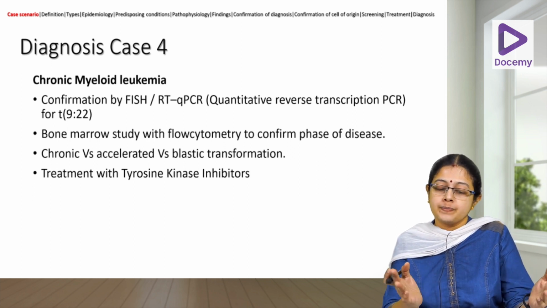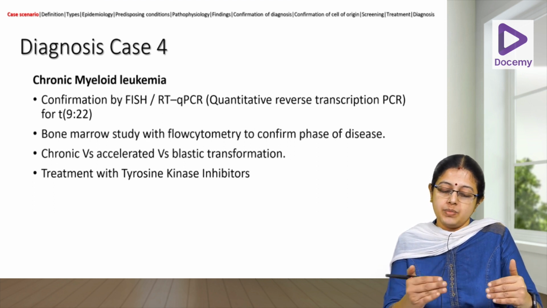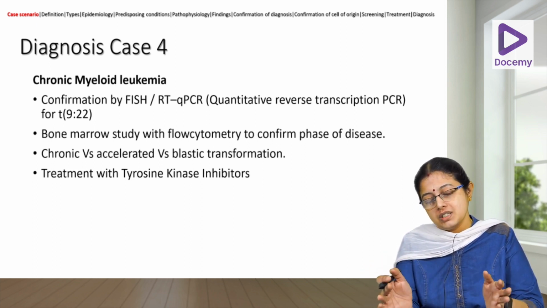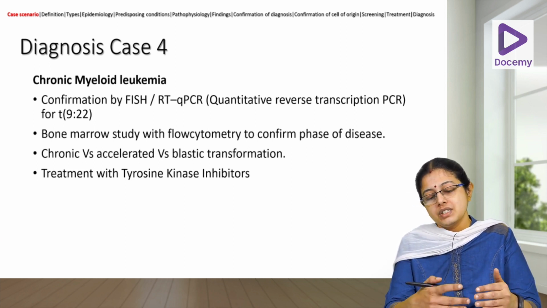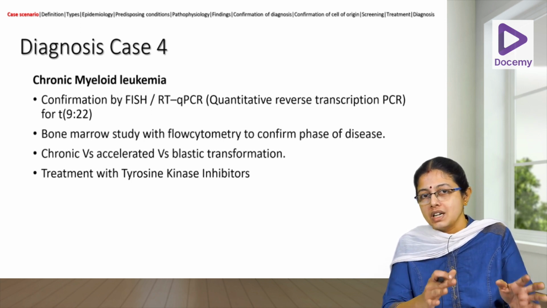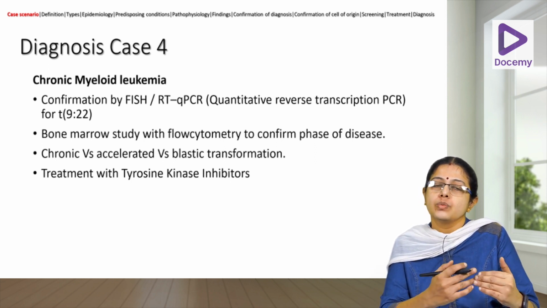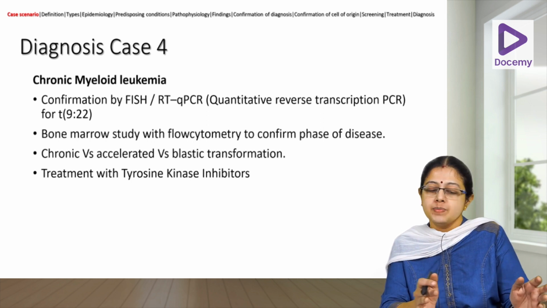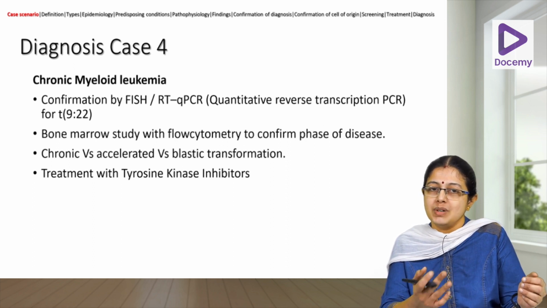You need to confirm it by FISH for translocation 9;22. And after this confirmation is made, the bone marrow study with flow cytometry to confirm the phase of the disease. It could be chronic phase, accelerated phase, or blastic transformation phase. And once you have confirmed that it is only in the chronic phase, the treatment is with tyrosine kinase inhibitors. It is a targeted molecule which targets the 9;22 translocation, which in turn will help in making the patient go into remission.